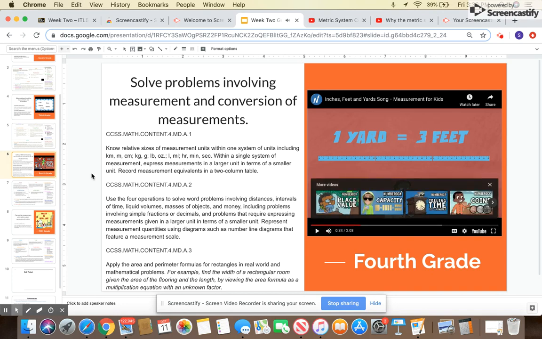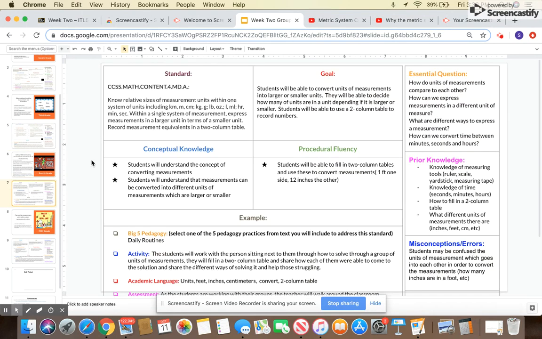So as you can see, it's a pretty catchy song, so students should be able to memorize it and be able to use it throughout the standard and while they're solving their problems.